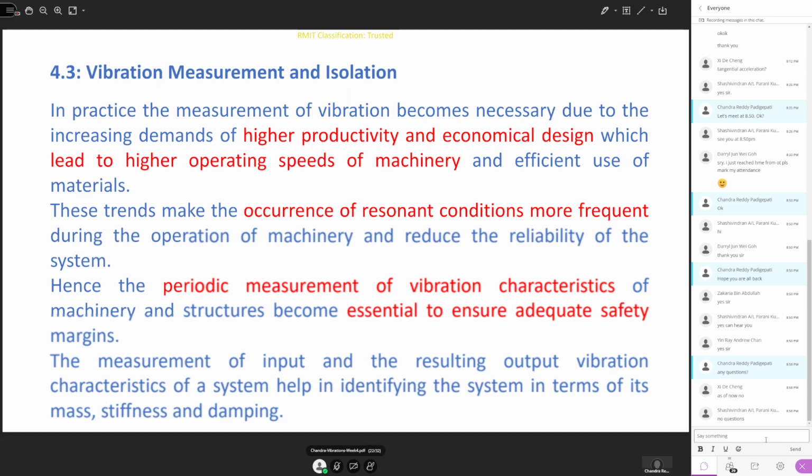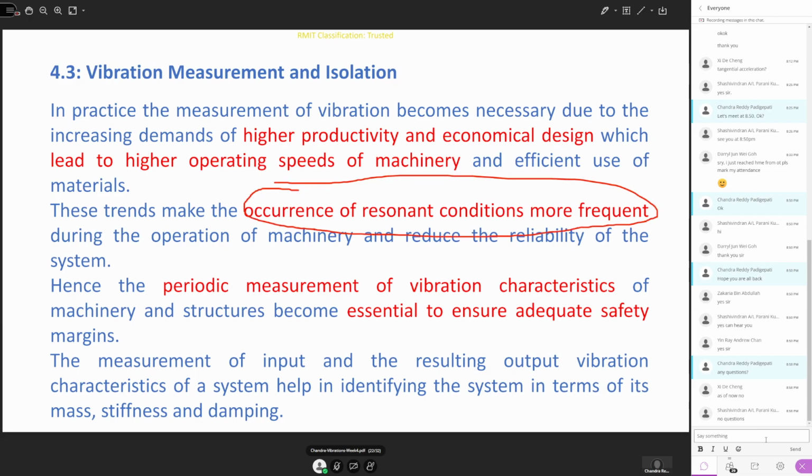Okay, so then the problem is to isolate the transmissibility, reducing or isolating the transmissibility. This is a very important part of design. When you are designing a vibratory system, we need to make sure that any external forces, the transmissibility through the system, is minimized. This can be done by avoiding resonant conditions. So the first thing is we need to make sure that resonance conditions do not occur.